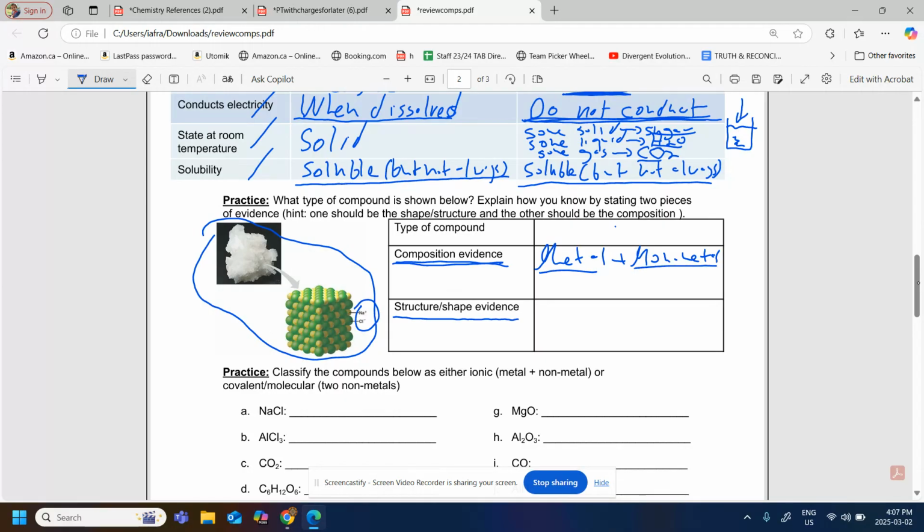When you have a metal and a non-metal, you know that it is ionic. For the structure and shape, you can see it's a crystal structure, a crystal lattice. And as we learned before, ionic compounds exist as crystal lattice structures. You could have also said there's ions in there, and because there are ions, that's part of the composition, right? Ionic compounds have ions in them.